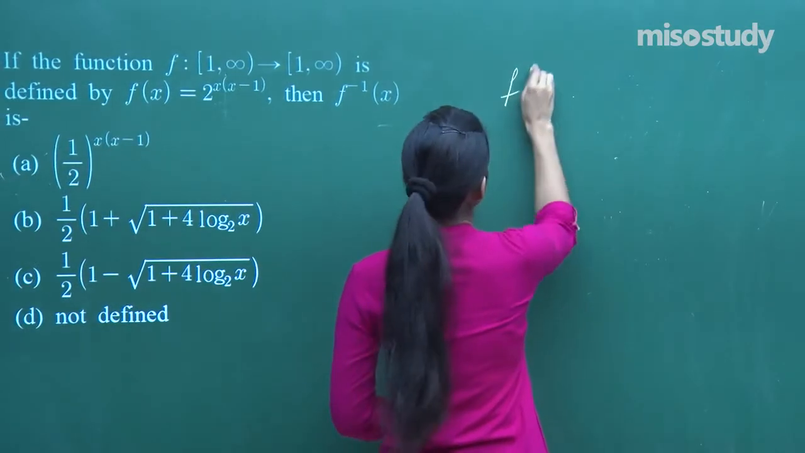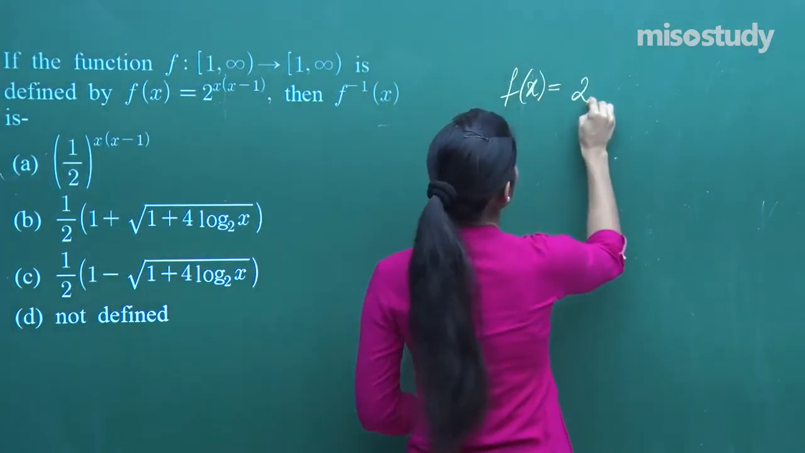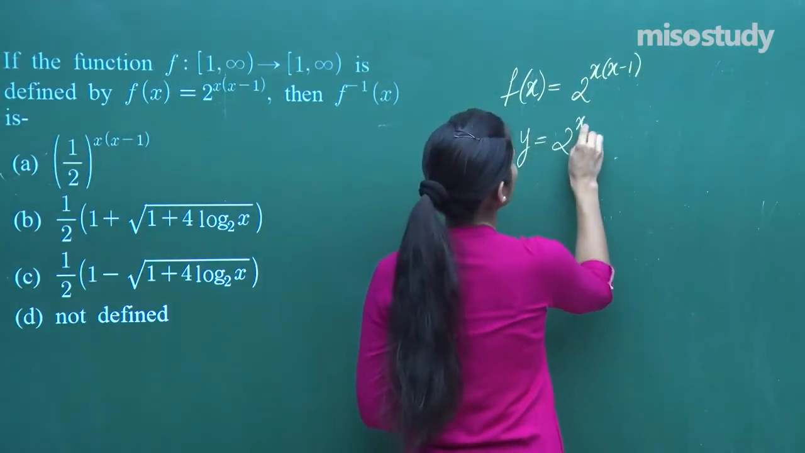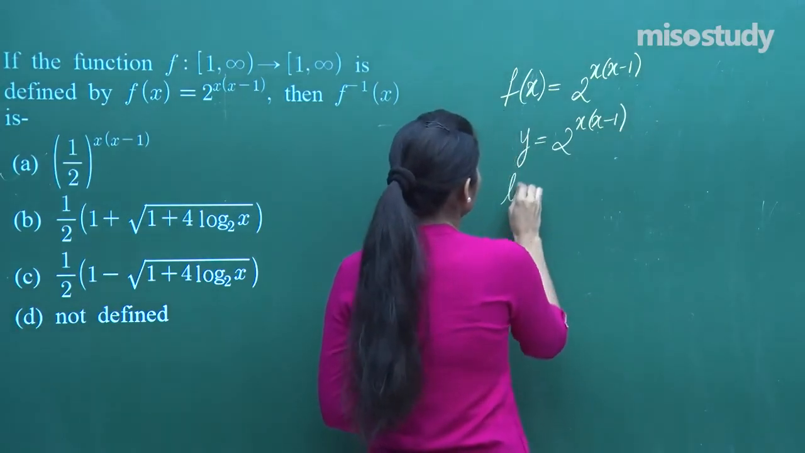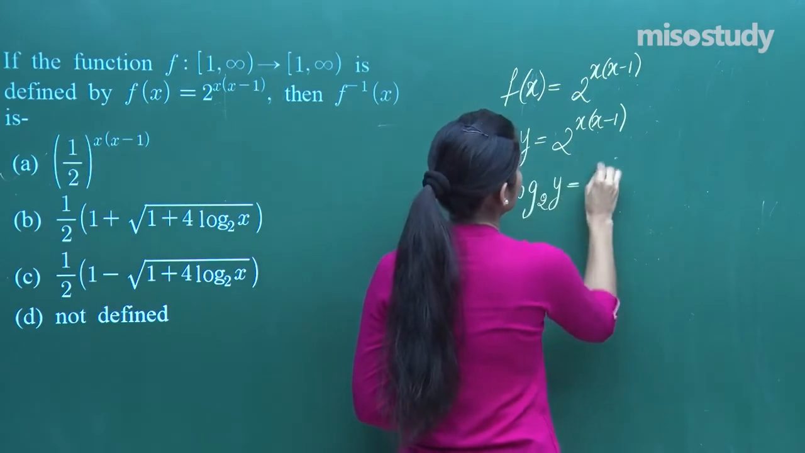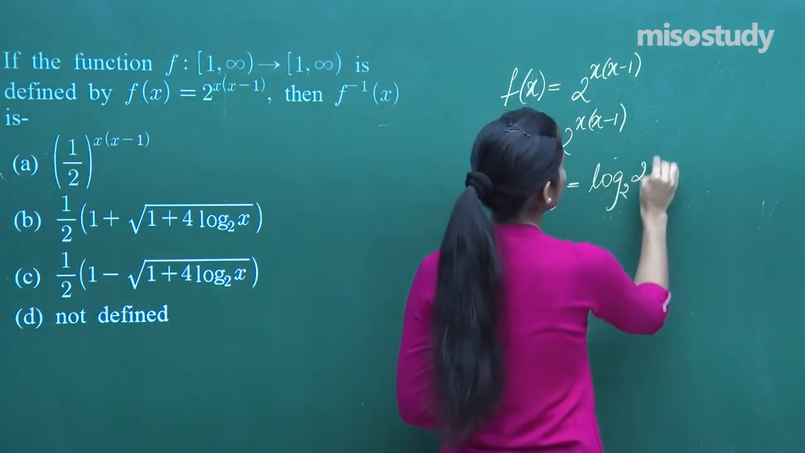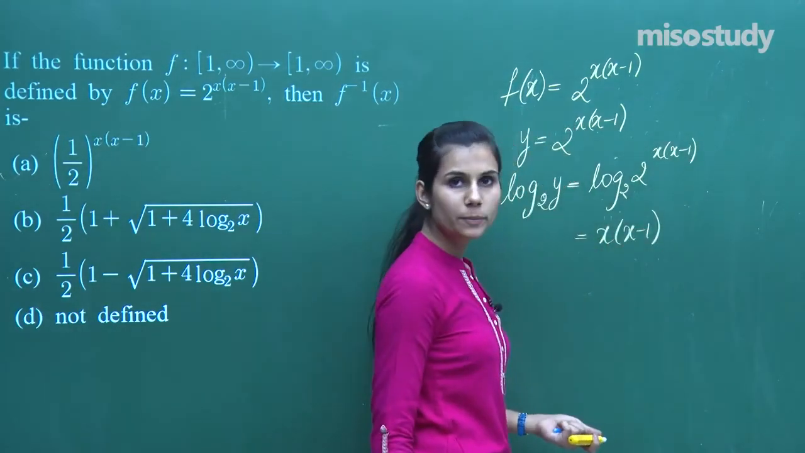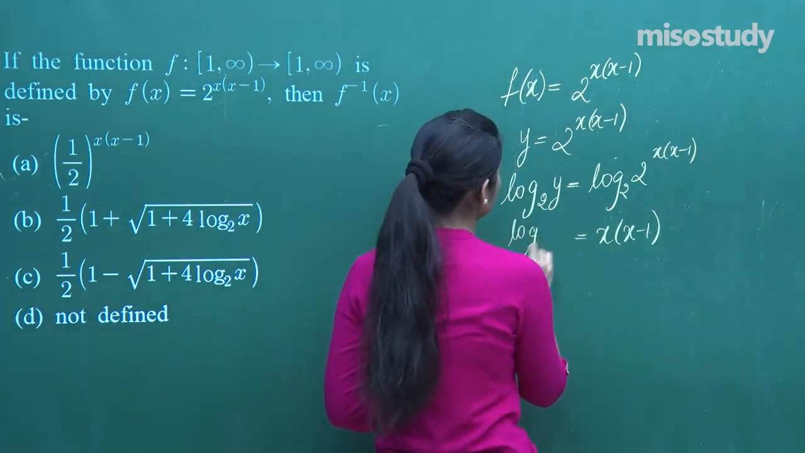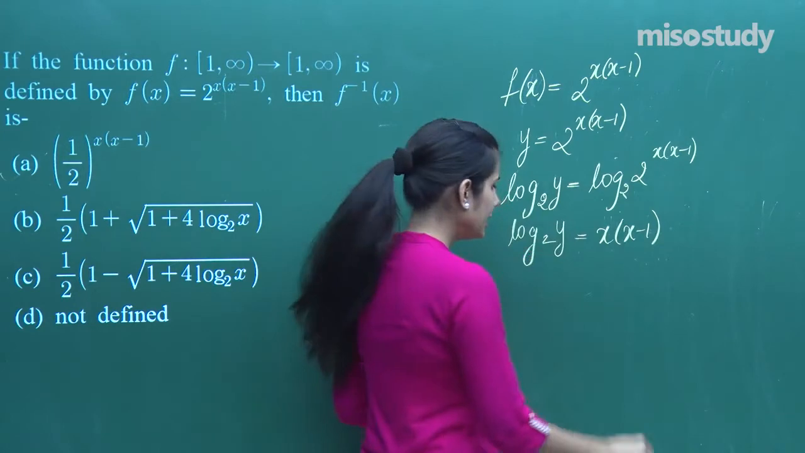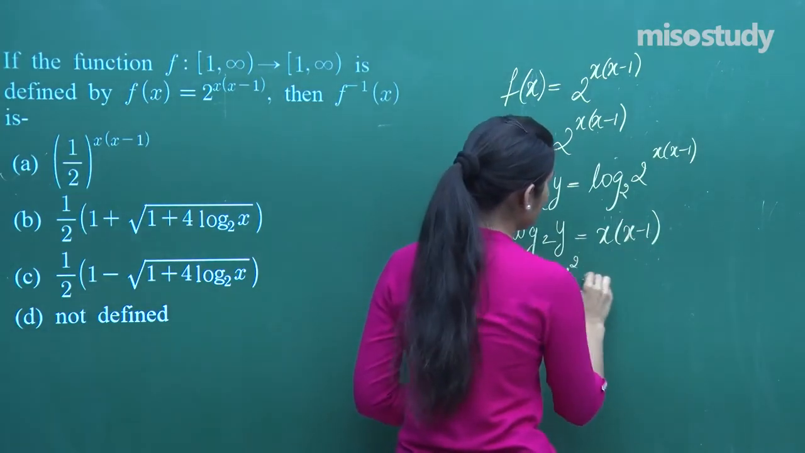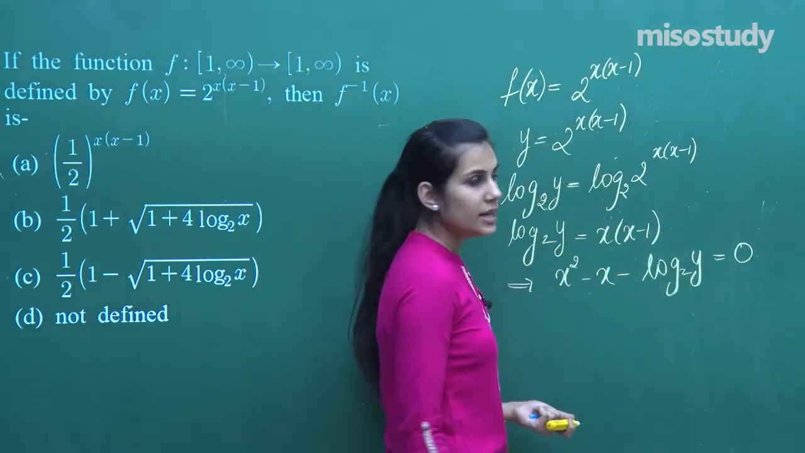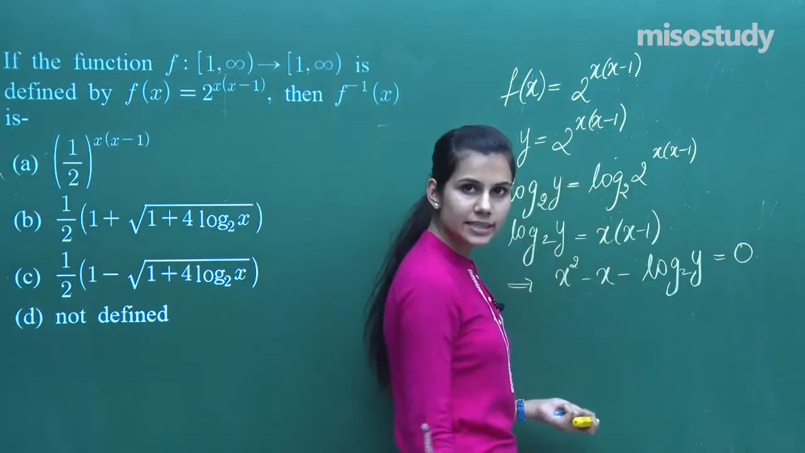So let's start. f(x) is given to be 2 to the power x(x minus 1). What we do, we let y be equal to 2 to the power x(x minus 1). Just take log to the base 2 on both sides, because you already have 2 here. The benefit is that you are going to get x(x minus 1) into log 2 to the base 2, which is 1. So this is what you're going to have. This implies x squared minus x minus log y to the base 2 equals 0. If I have y in terms of x, I want to find x in terms of y, right?